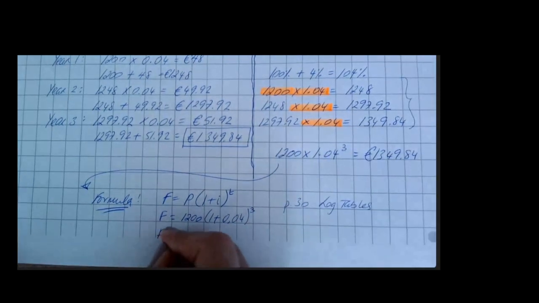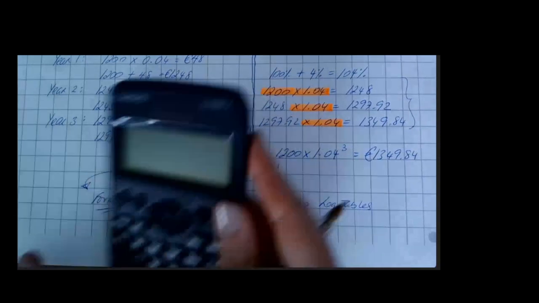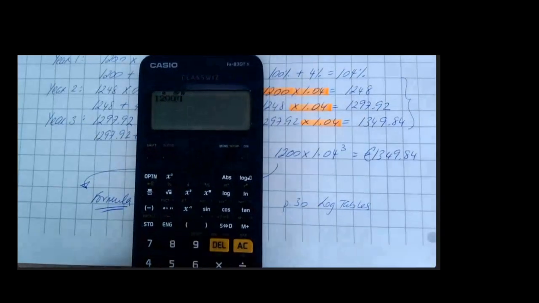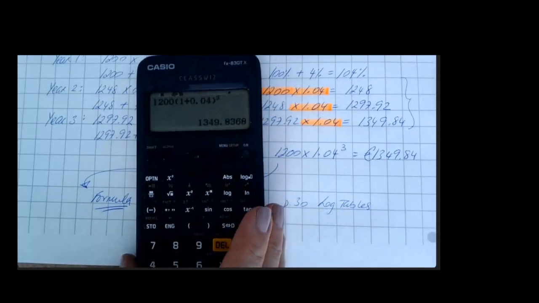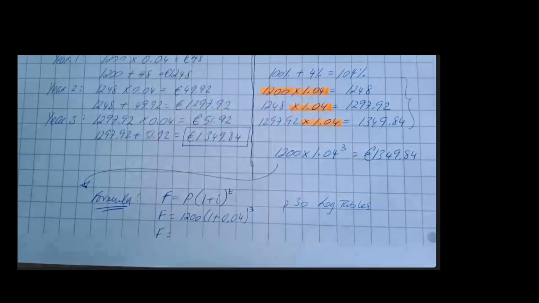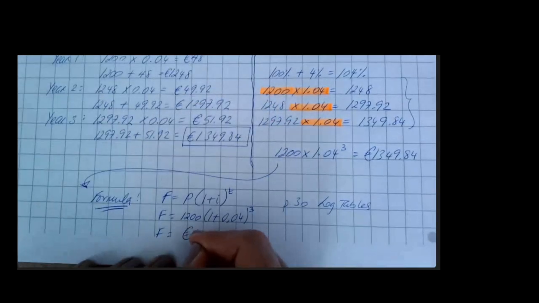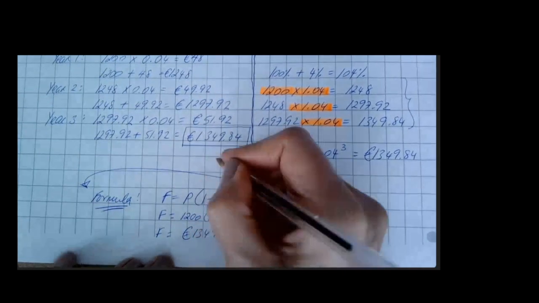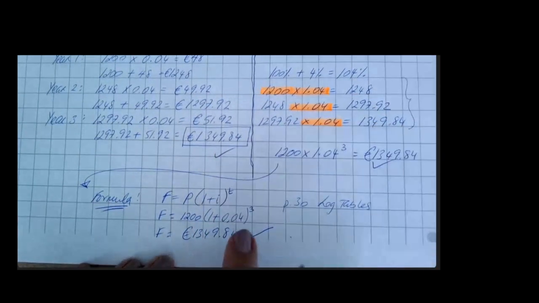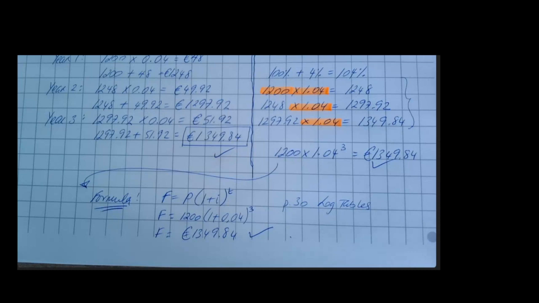And so on the calculator, your brackets means times, of course, so you can put in your brackets 1 plus 0.04 to the power of 3, and of course, we're getting our answer. Two decimal places is 1349.84. The answer we got here and the answer we got here. So that is it using the formula.